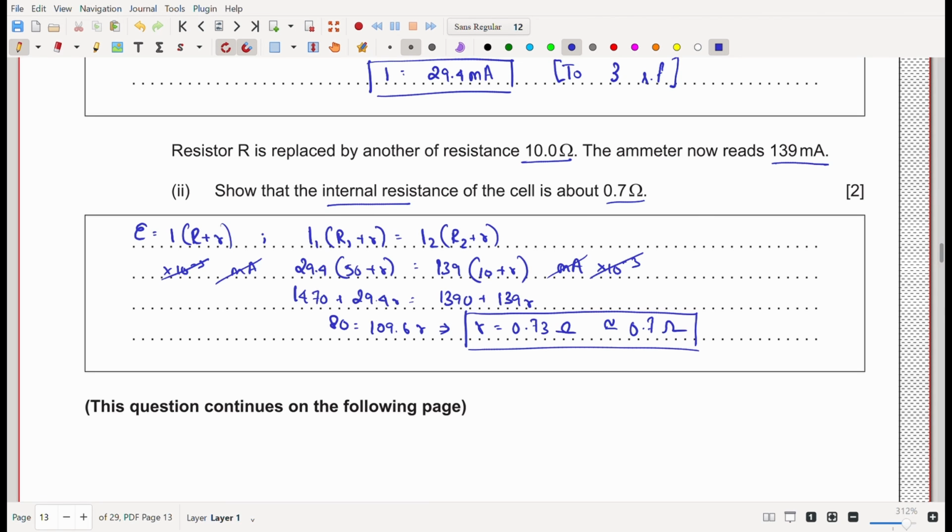Now box the whole thing because we are given a lot of significant figures here. So, I've actually not written the correct number of significant figures. So 80 divided by 109.6 will be 0.7299, which rounds to 0.730. And that is approximately 0.7 ohms. And we can write here, hence proven.